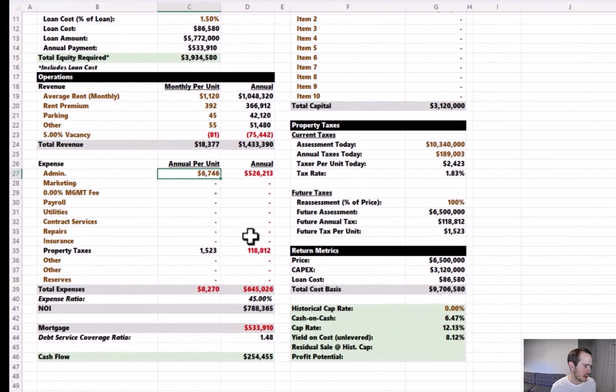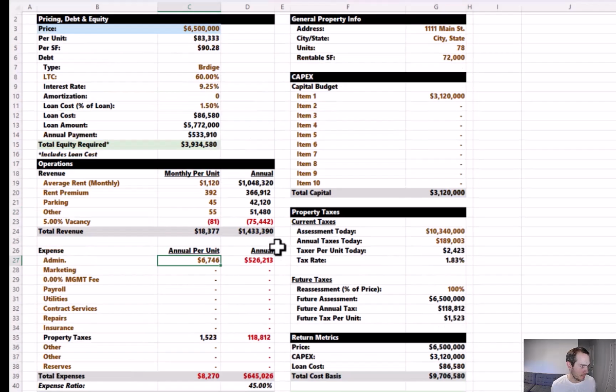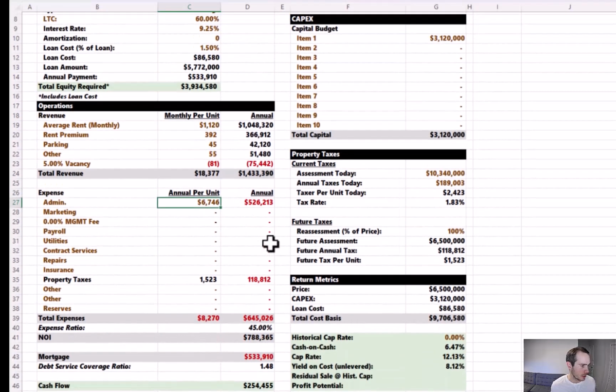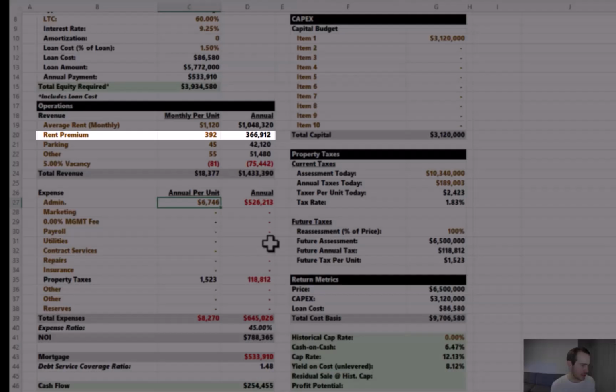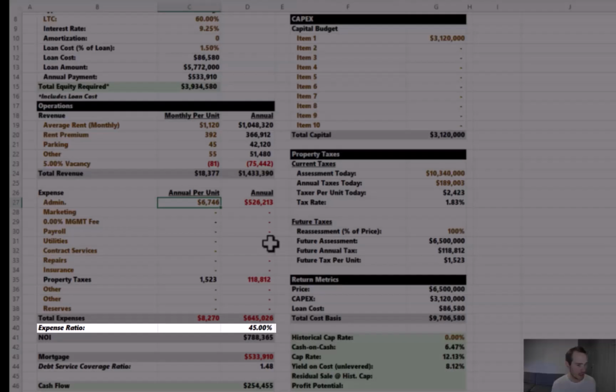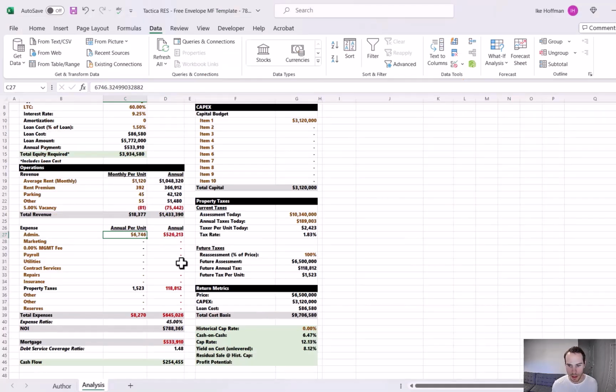The final thing I want to mention about the operations is the debt service coverage ratio. It's not completely relevant, right? Because we have our bridge financing assumption entered into the price, debt, and equity section of the model. And ideally, when we get to this point where we have stabilized operations, we're getting this $392 premium, and we're hopefully achieving a 45% expense ratio, we'd blow out that bridge loan and put on a Fannie or Freddie loan that has a term of 10 years, and that debt service coverage ratio would look entirely different than it looks now. I'm not paying a ton of attention to it. The real value comes in the return metrics section.